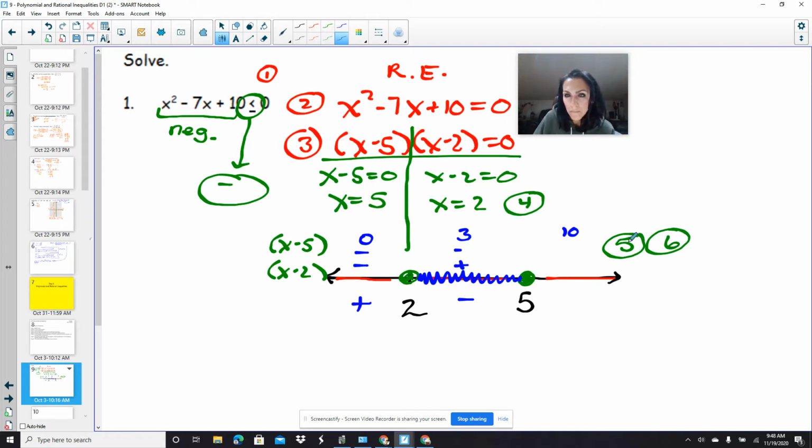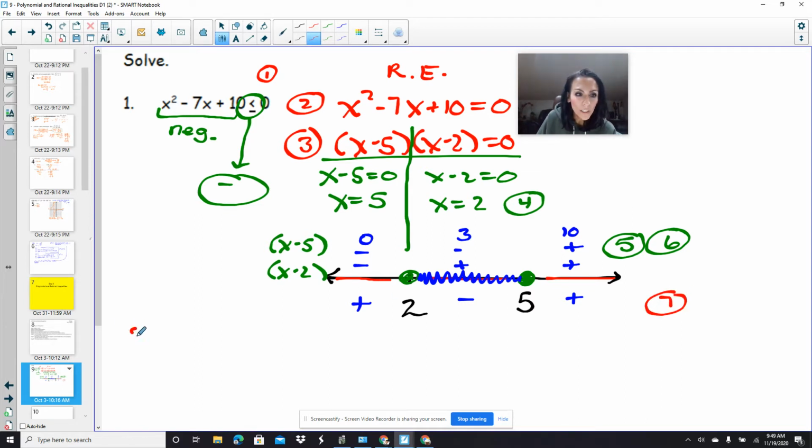Just to really hammer home the point, let's try 10. 10 minus 5 is a positive. 10 minus 2 is a positive. I don't care about what the numbers are, I just care about the signs. Positive times a positive is a positive. And again, we're not looking for positives, we're looking for negatives. And so that is step 7.